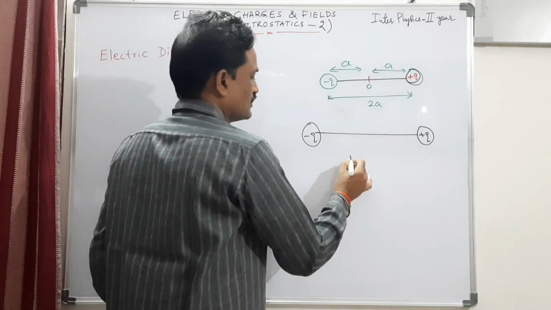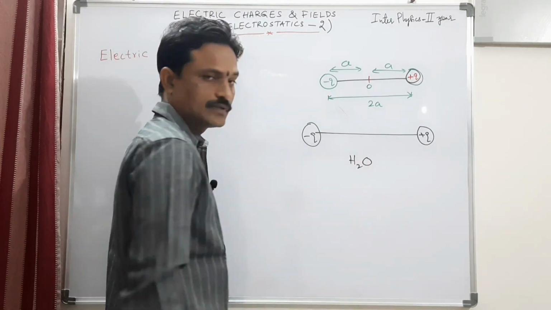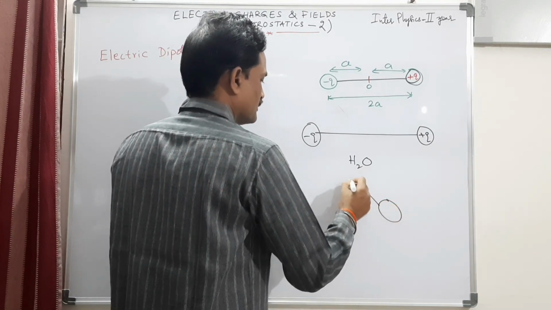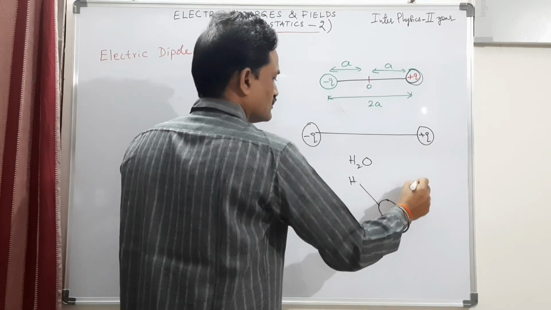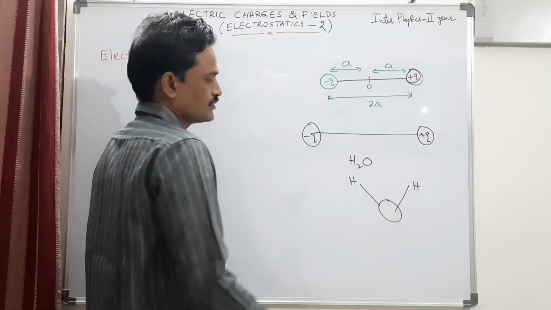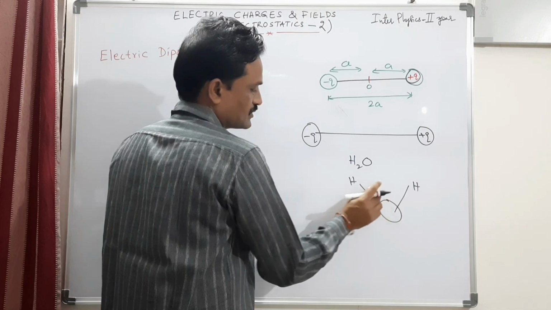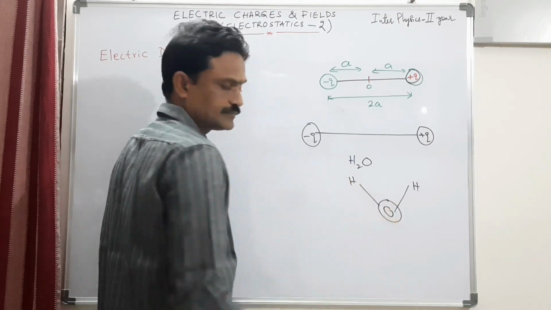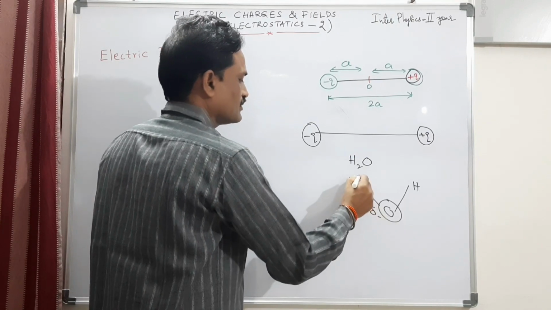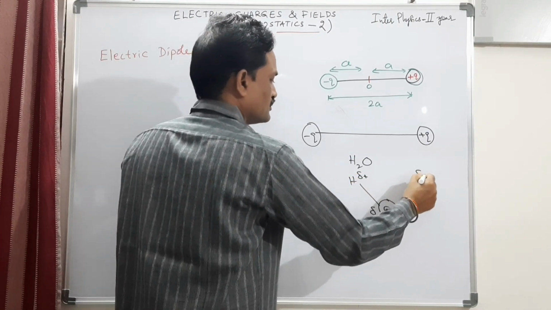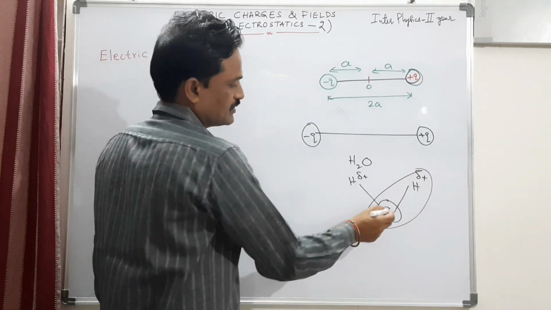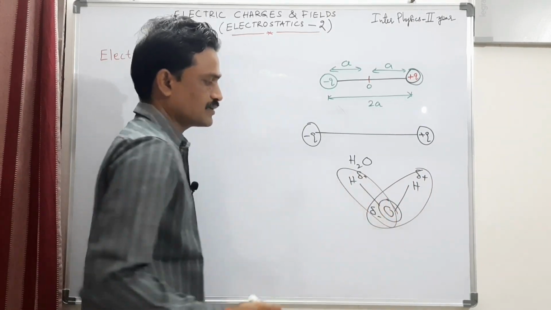For example, you have H2O. So you have an oxygen atom and two hydrogen atoms. More negative charge moves toward the oxygen, so it is polarized. You have negative here, you have positive here. So this combination acts as an electric dipole, and this combination acts as an electric dipole.